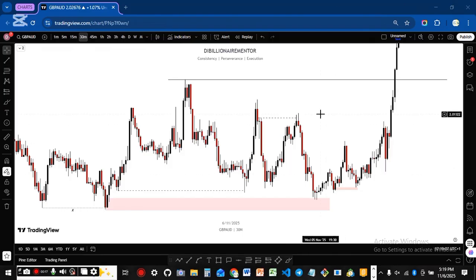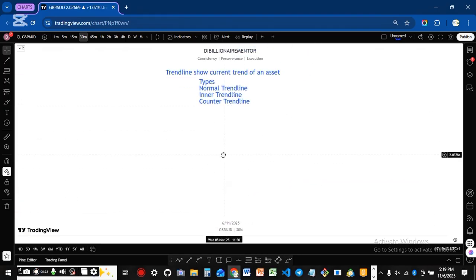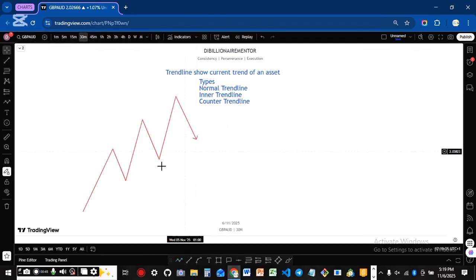So today we're talking about trendline. We're looking into a very interesting topic called trendline. Basically speaking, a trendline shows the current trend of an asset. It shows the direction of an asset. It's one of the most important tools for trend direction, and one of the most widely used tools in the financial market.